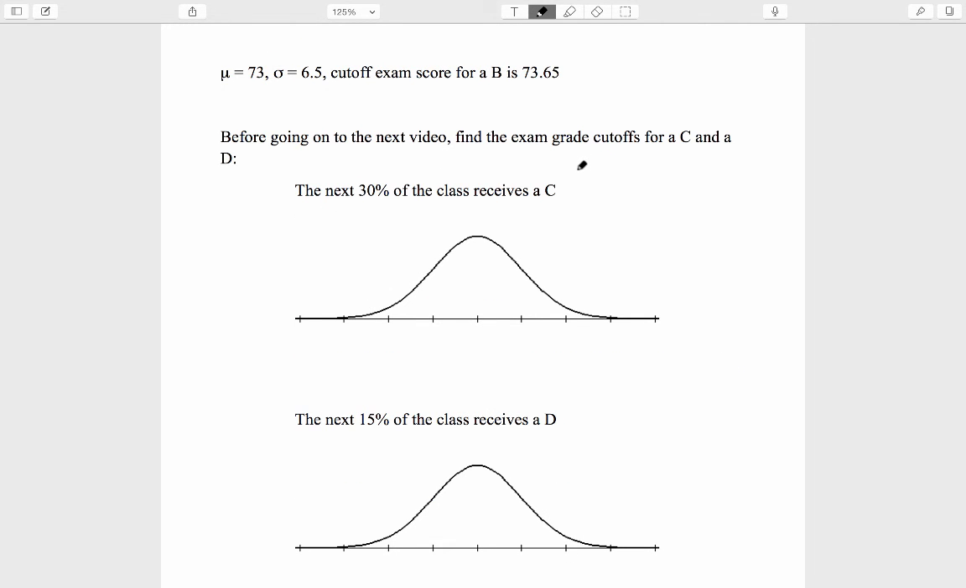Before going on to the next video, find the exam grade cutoffs for a C and a D. What we already know is that the B range ends 0.1 standard deviations above the mean, and that 4% of the class scored above the mean but didn't get a B. We are told that 30% of the class receives a C, and the next 15% of the class below that receives a D.